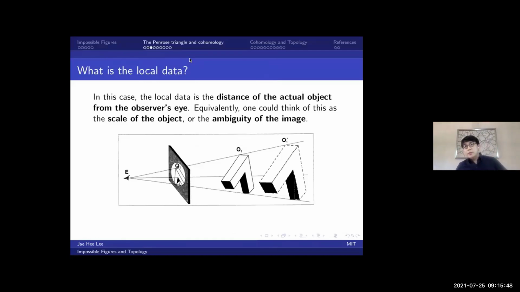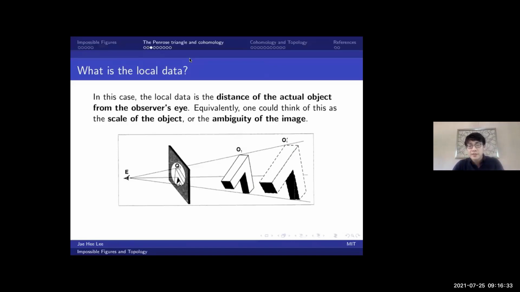And the local data that you're associating to this partial image is the following thing. So when you look at this 2-dimensional image and you try to interpret this as a projection, then you realize that there's actually this kind of projective ambiguity. What do I mean by that? So there can be these different 3-dimensional objects which differ in their scale, in their size, and also differ in their distance from the observer's eye, but proportionally. Then, well, these objects are called similar objects, right? And just usual 3-dimensional geometry.